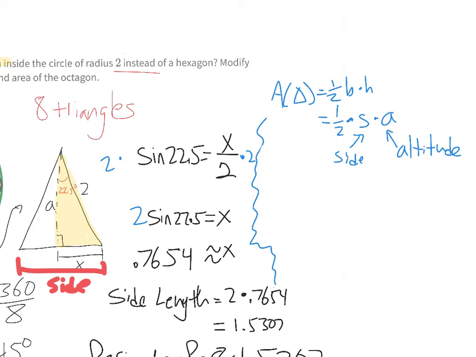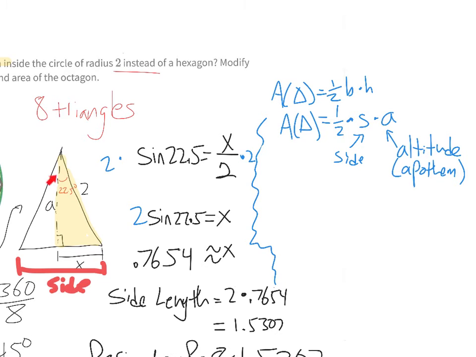Okay, and we're actually going to have another name for the altitude. We're going to call that the apothem. We'll talk more about that later. So the altitude is really called the apothem of the regular polygon. All right, so that's what we want to do. We want to find the area of the triangle, then we'll multiply it by 8.